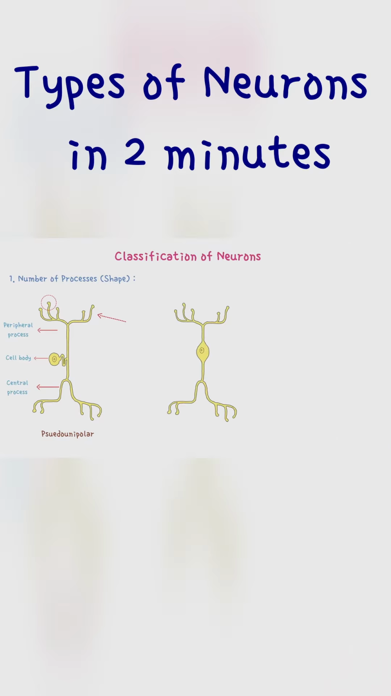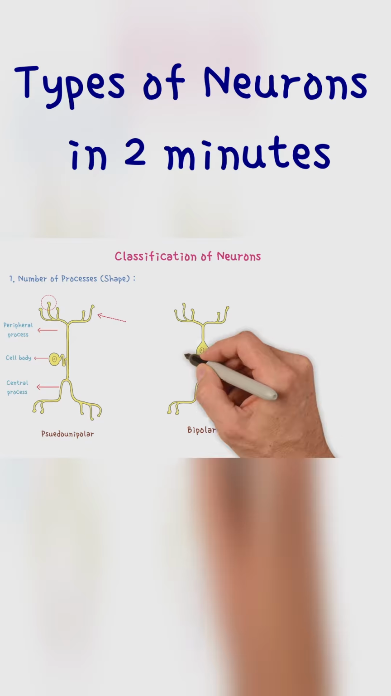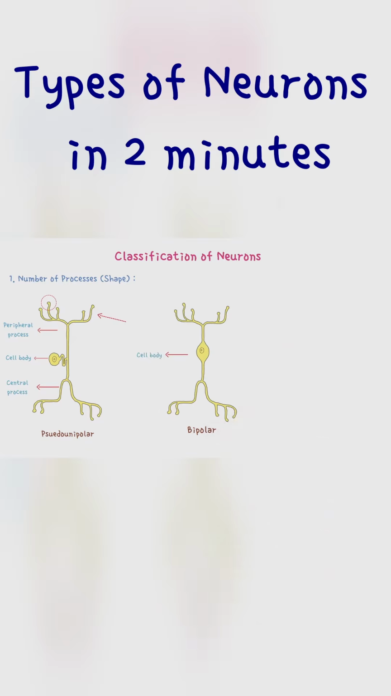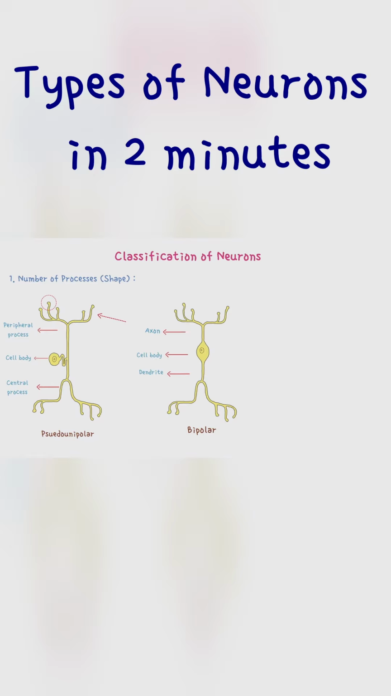Next, we've got bipolar neurons. These are simpler in shape. They've got one process at each end of the cell body, an axon and a dendrite. You'll see these in more specialized systems, like the retina or the inner ear.